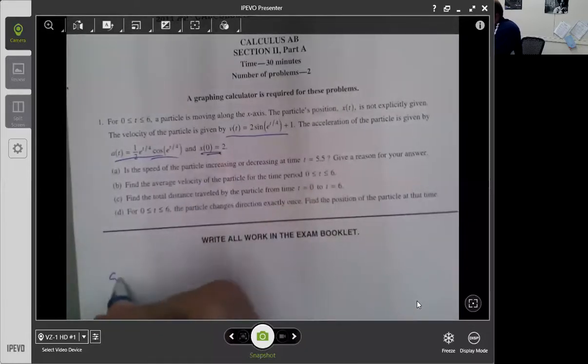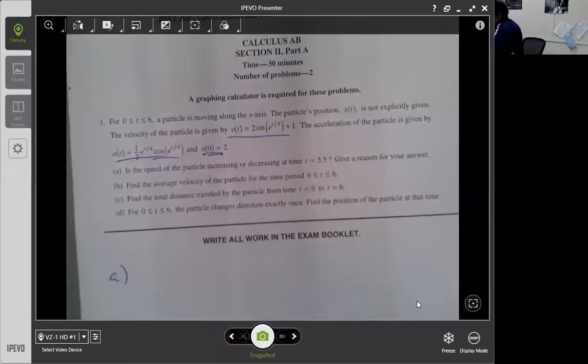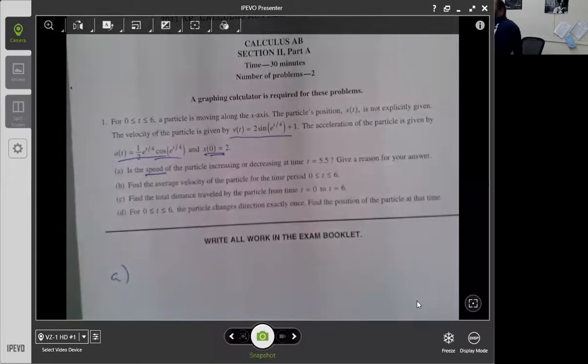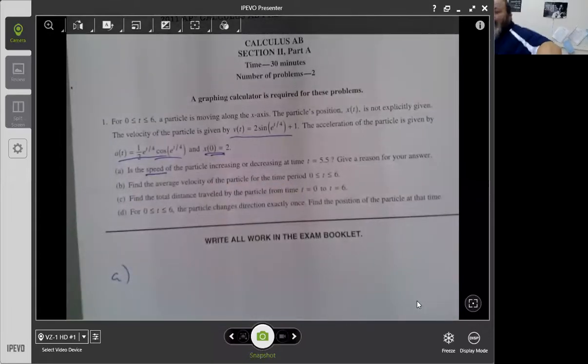So in part A, they ask, is the speed of the particle increasing or decreasing? Keep in mind, it doesn't say velocity, it says speed. So remember, when we dealt with that stuff before, I'm in a different room, so my camera is in a weird spot. There we go. If the speed is increasing, that means we would need both the velocity and acceleration to be negative, or both the velocity and the acceleration to be positive. Either way, if they're the same sign, then we know it's going to be speeding up. And if they're different signs, we know it's going to be slowing down.